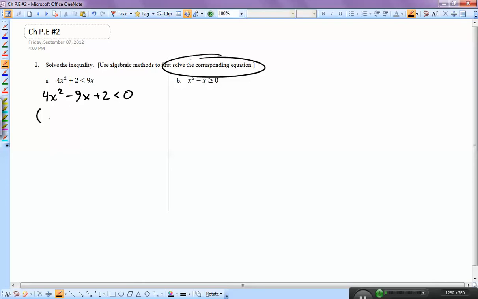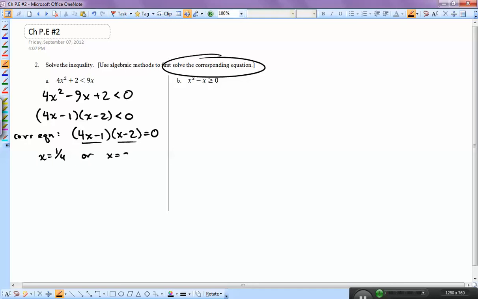So when I factor this thing, I'm going to get 4x minus 1 and x minus 2 is less than 0. And that's essentially my corresponding equation. The corresponding equation is 4x minus 1 times x minus 2 equals 0. Okay, now what I need to do is solve for the zeros. So either 4x minus 1 is 0 or x minus 2 is 0. So when I solve those, I'm going to get x is a fourth or x is 2.